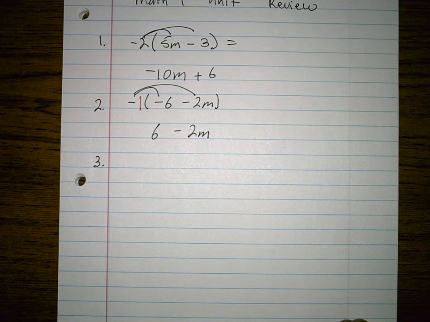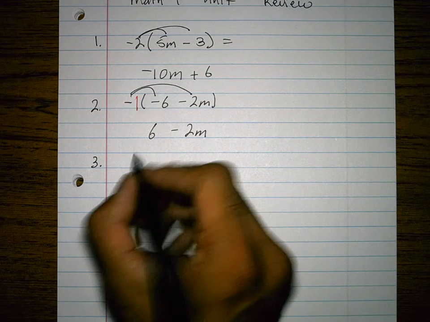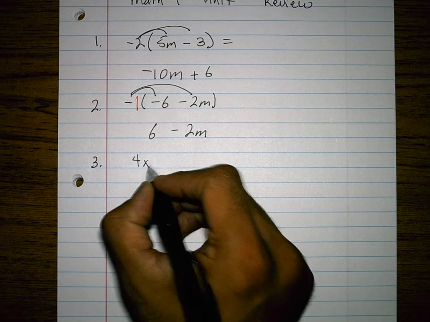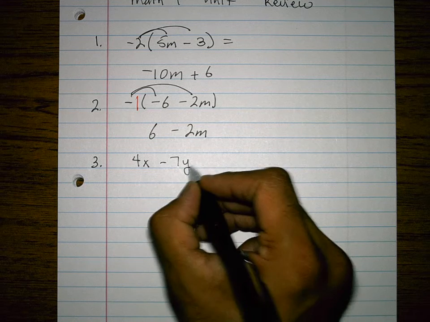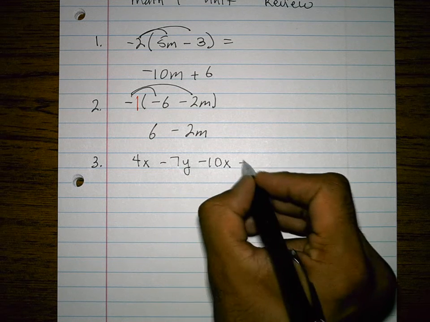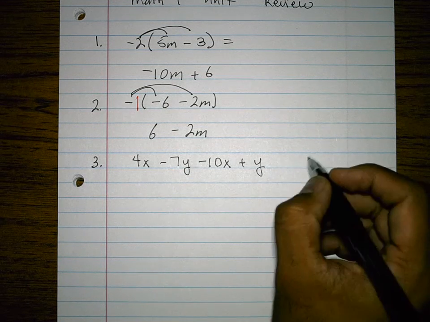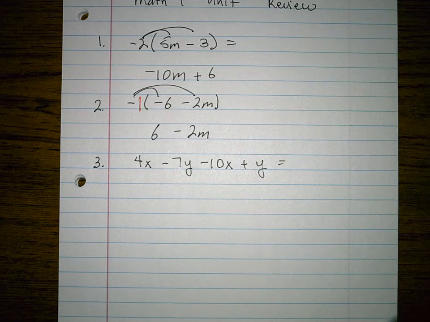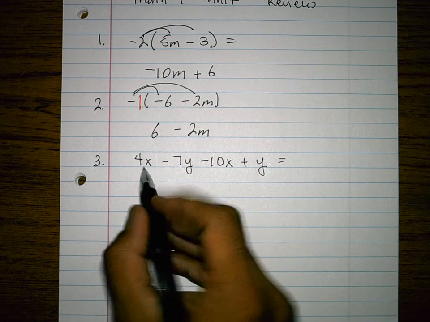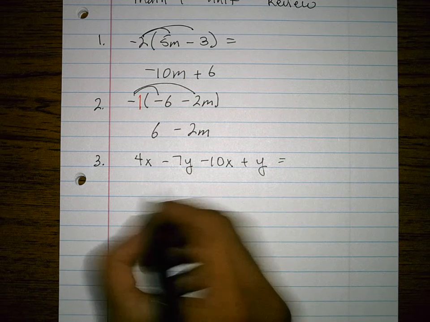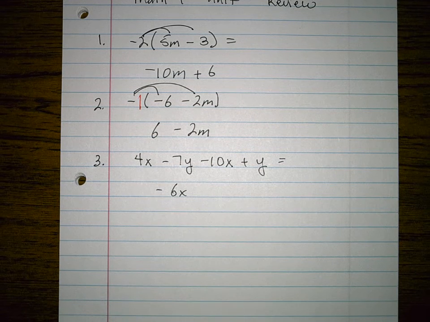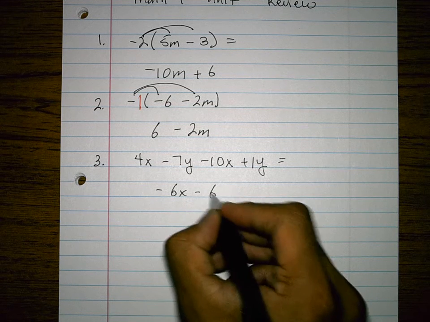Number 3, 4x minus 7y minus 10x plus y. Okay. So this is an example of combining like terms. So I realize that my 4x and my -10x are alike, so that's -6x. And then my -7y and my +y, and I can think of that as 1y, so that's -6y.